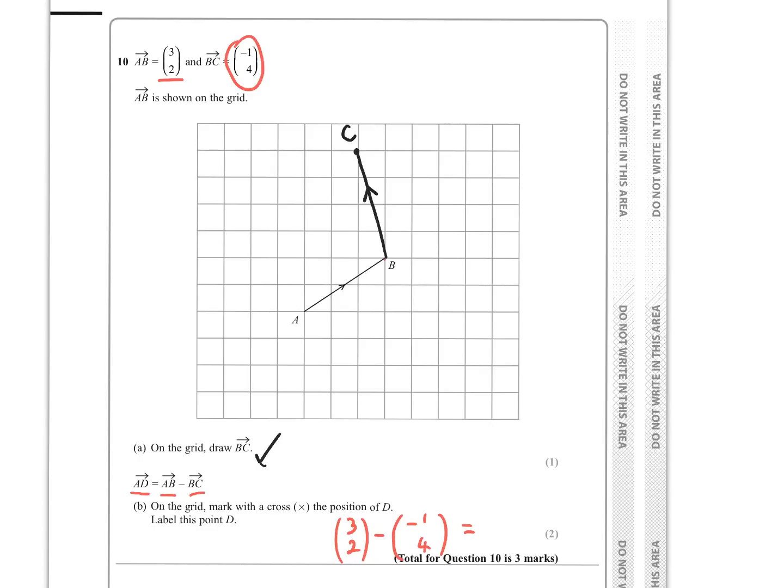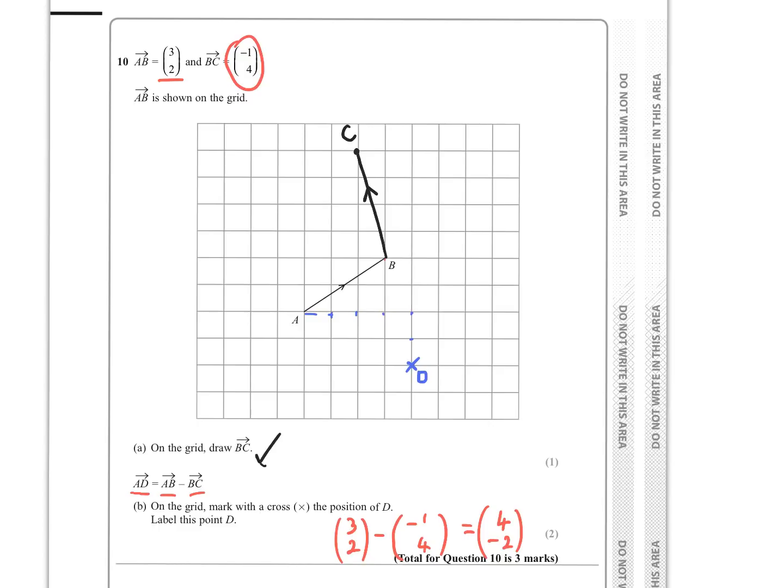Well, that means it would be 3 take away -1, so that's 3 add 1, which is 4, and then 2 take away 4, that's -2. So AD is (4, -2). Well, let's have a look at that. So let's go along 4: 1, 2, 3, 4, and then down 2. So that's where D would be just here.